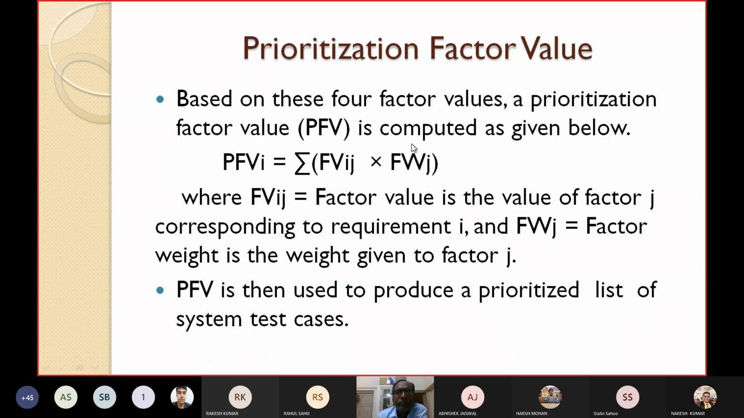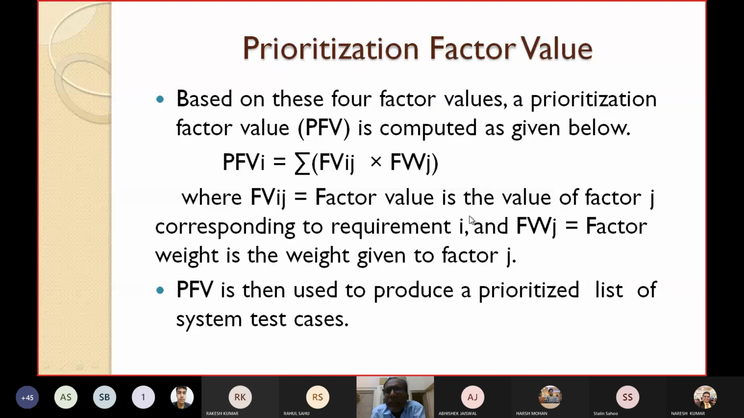Okay. Now let's quickly, within 5 minutes, see how to measure the effectiveness. I have already told so many techniques. Now suppose a person has used many techniques for prioritizing the test suite. How to measure the effectiveness? Which technique is more efficient? How to measure the effectiveness of a prioritized test suite?